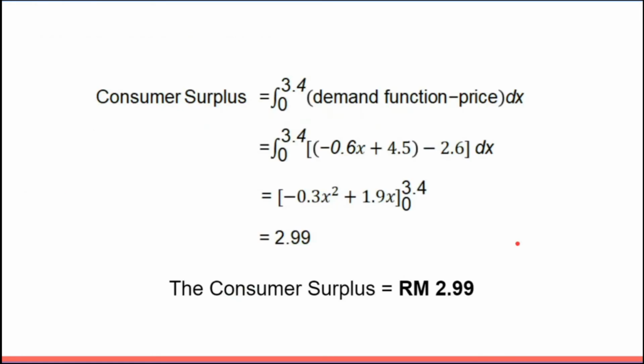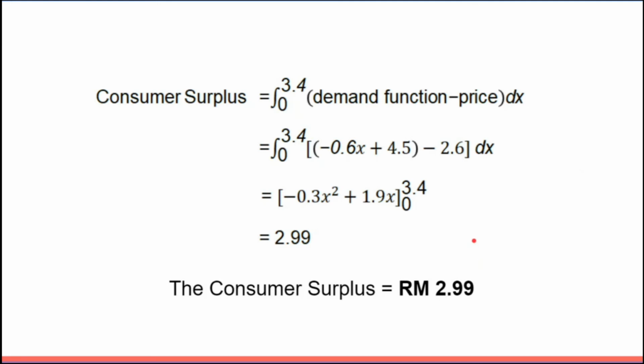Next. Now, let us show you how we find out the consumer surplus and producer surplus of the product. Firstly, to find the consumer surplus, we need to write out the equation as the integration of the bracket, the demand function minus the equilibrium price, in the direction of x from 0 units to 3.4 units.